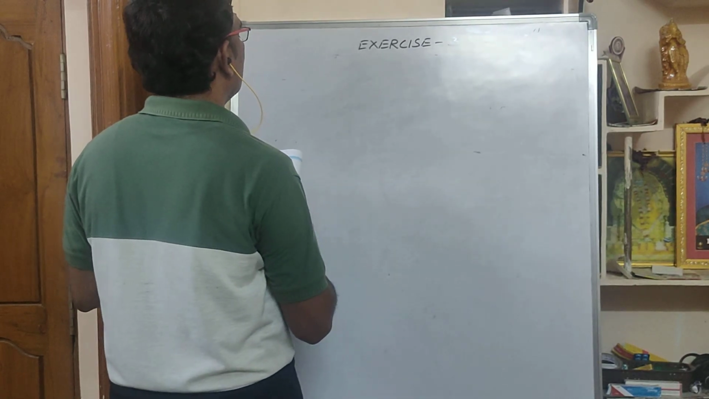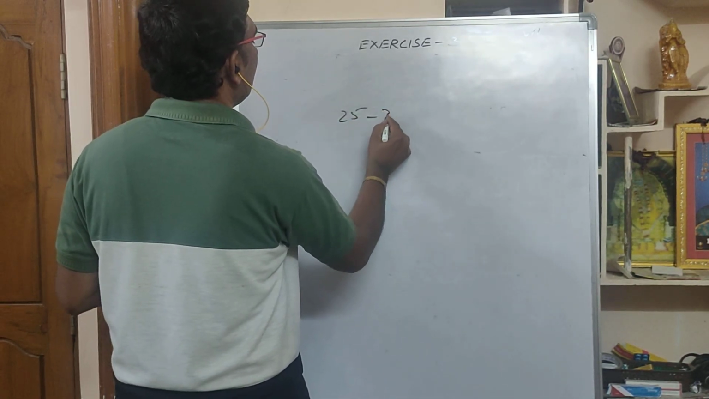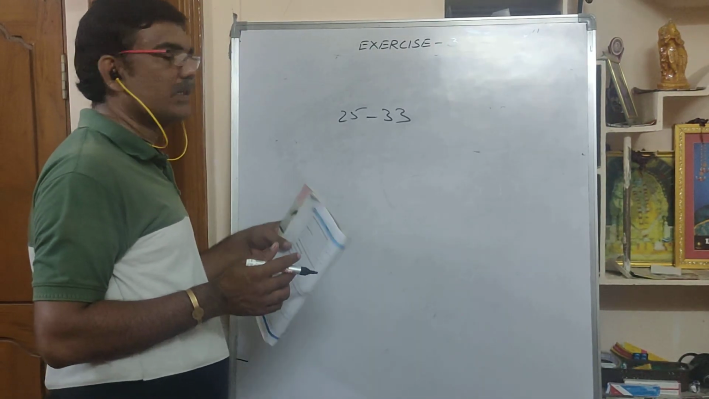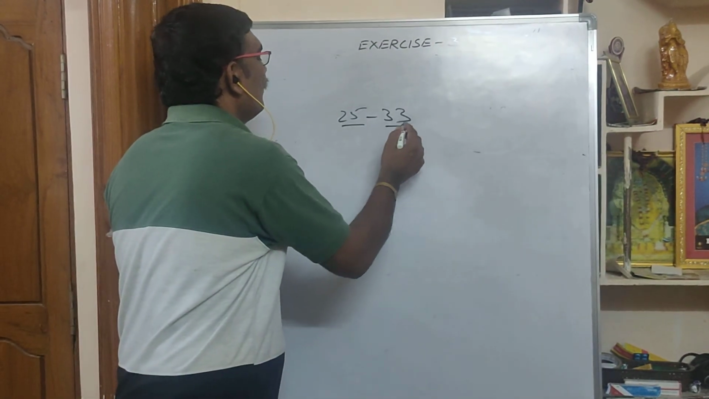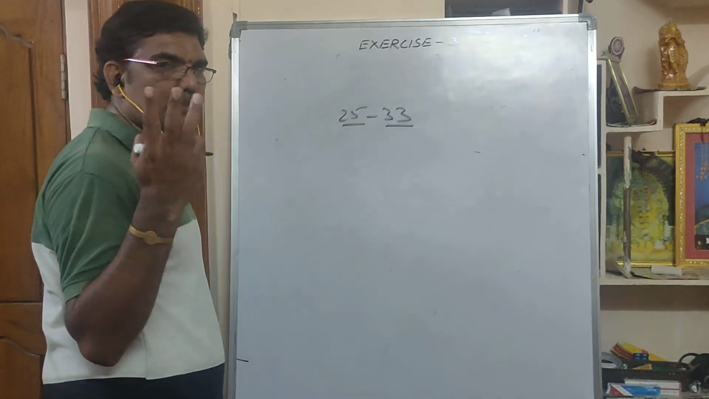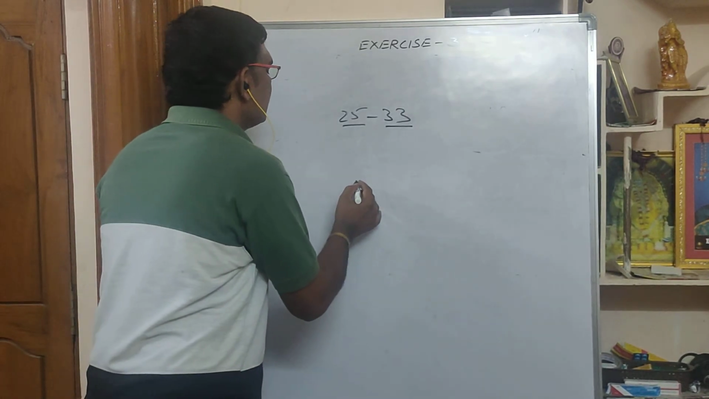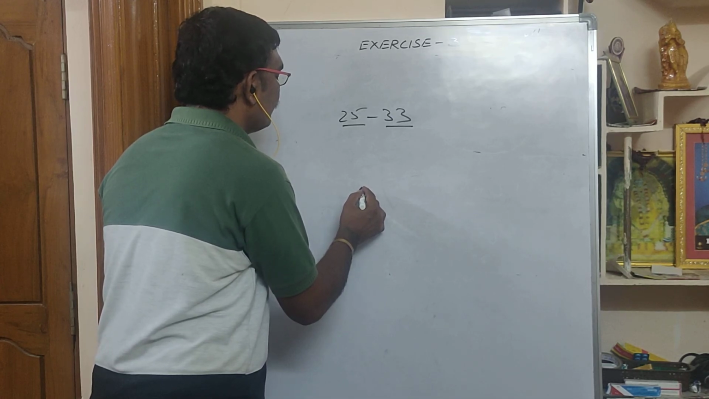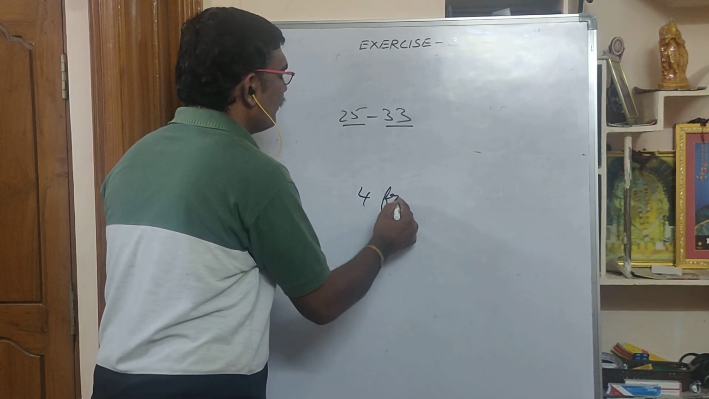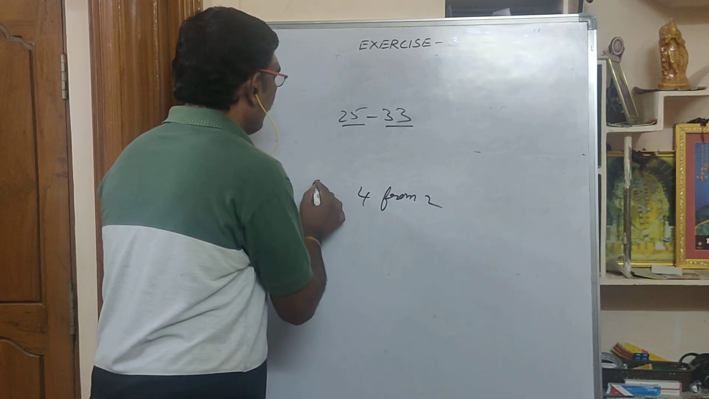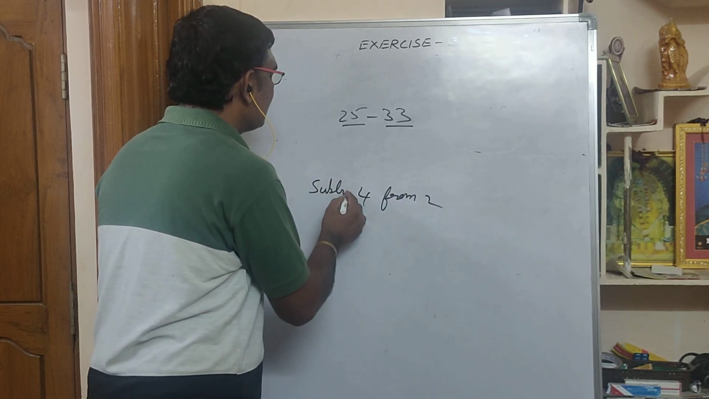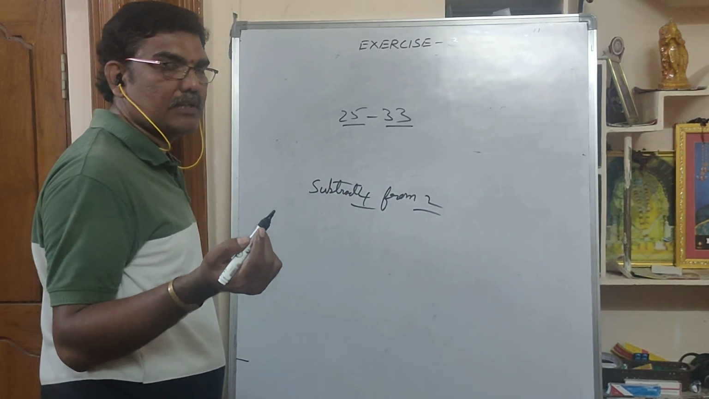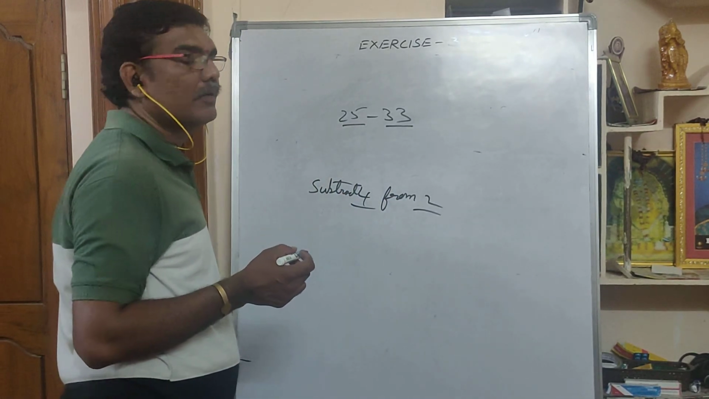25 minus 33. 25 minus 33. See, if you ask a second class or third class student to subtract 4 from 2, they won't do it. They'll say we can't do it. But being 7th class students, we can do it.